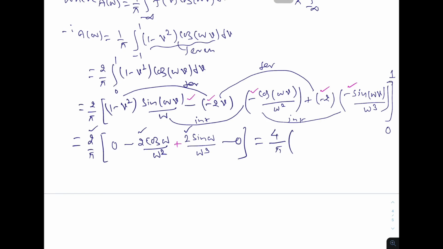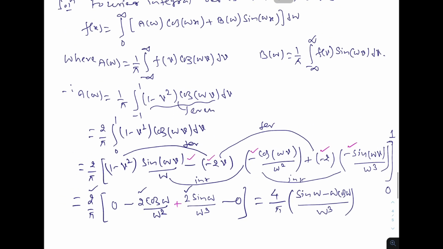2 sine omega over omega cube. Even we can take omega cube as LCM. So sine omega minus omega cos omega. So this is the value of A omega.